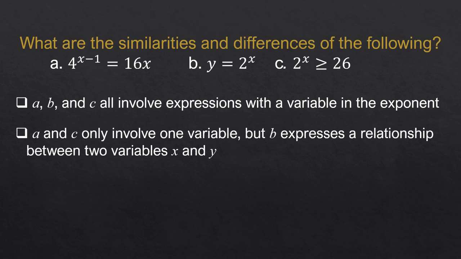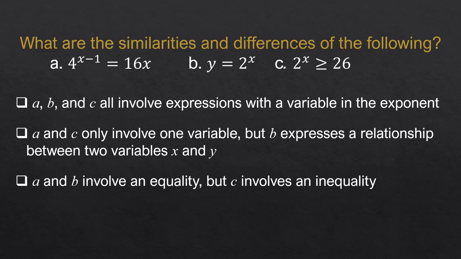Next, A and C only involve one variable, which is x. But B expresses a relationship between two variables, x and y. Then another is A and B involve an equality. As you can see, we have the equal sign. But C involves an inequality.